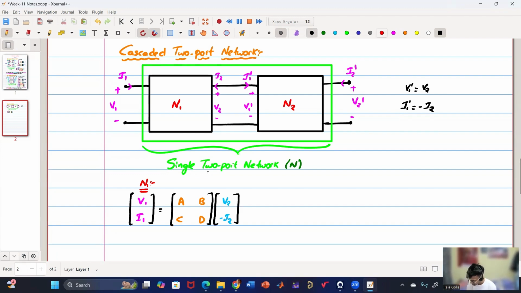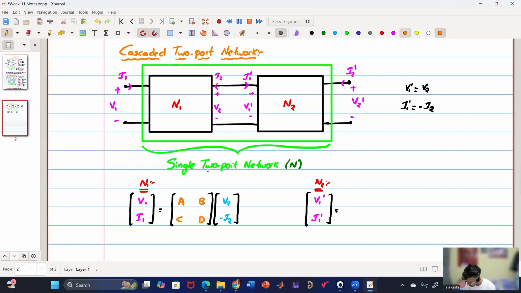Now N2, what is my input? Input is now V2 and I2. I'm sorry, so V1 dash and I1 dash is my input.